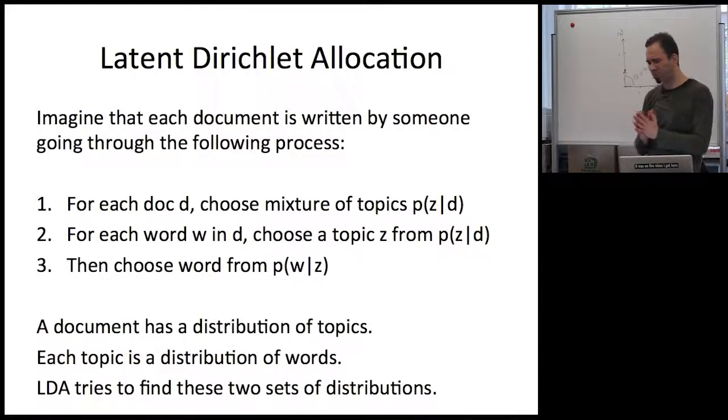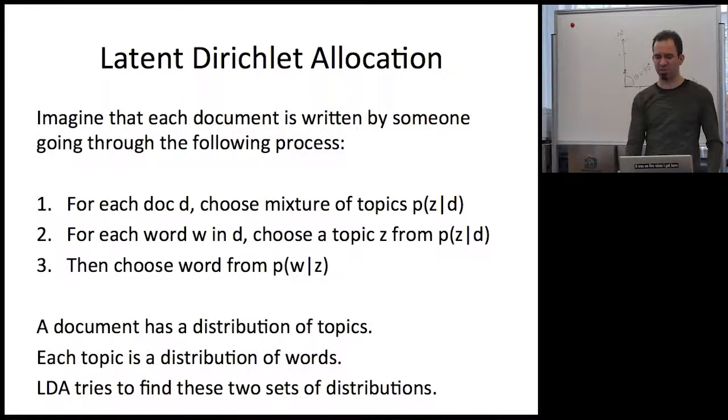You say, I'm going to sit down and I'm going to write 500 documents, and this is how I'm going to do it. I'm going to start with each document, and I'm going to say, what are the topics in this document? I think this document is about 50% fishing, 30% genetics, and 20% legislation. So this is going to be a document about the effect of government legislation on the genetics of ocean fish stocks.